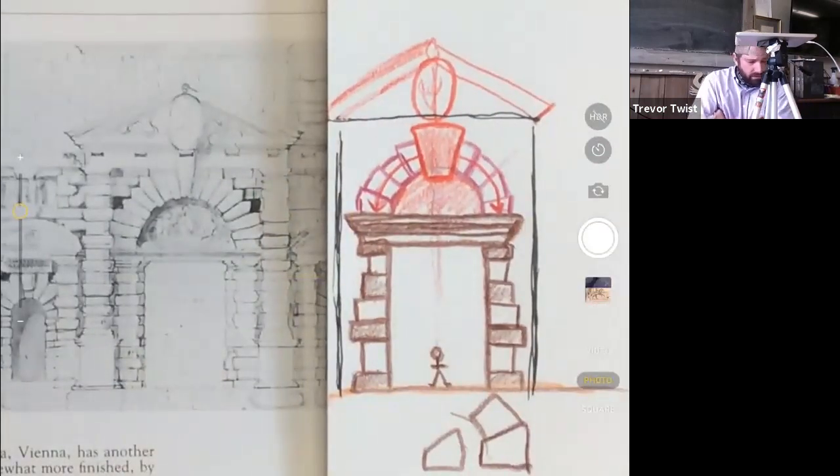What building is this? Porta della Cittadella in Mantua.